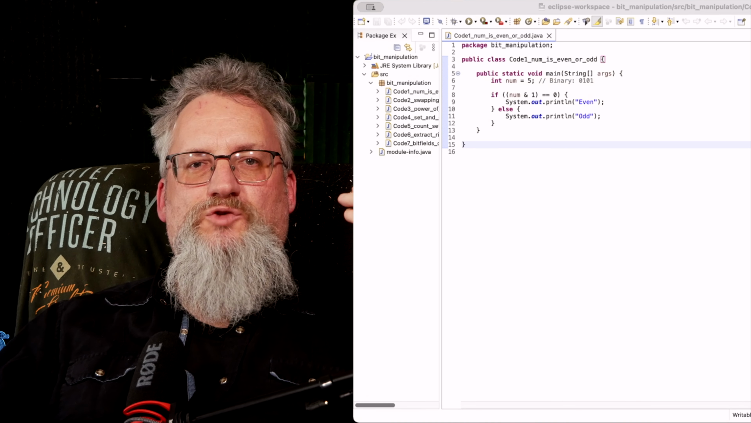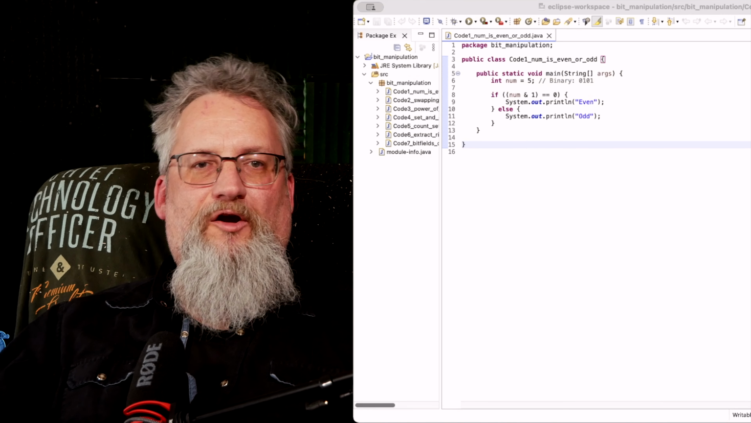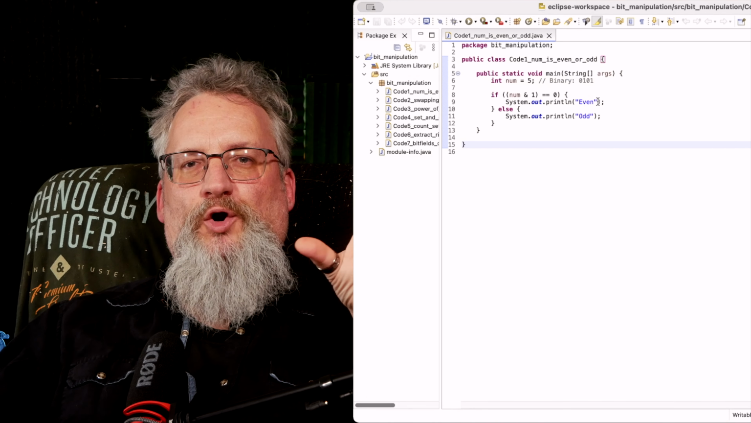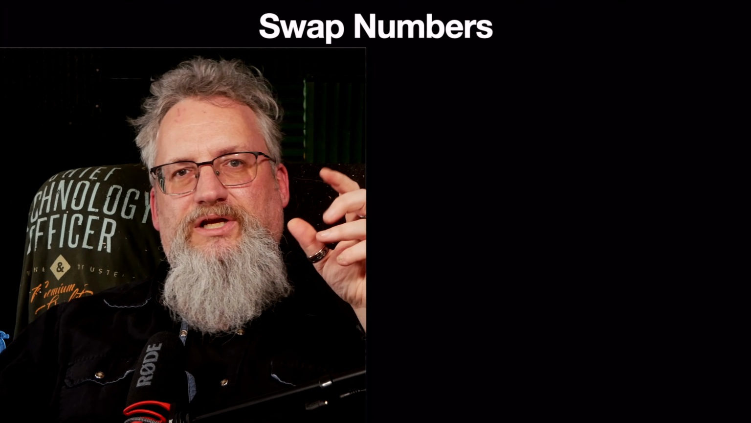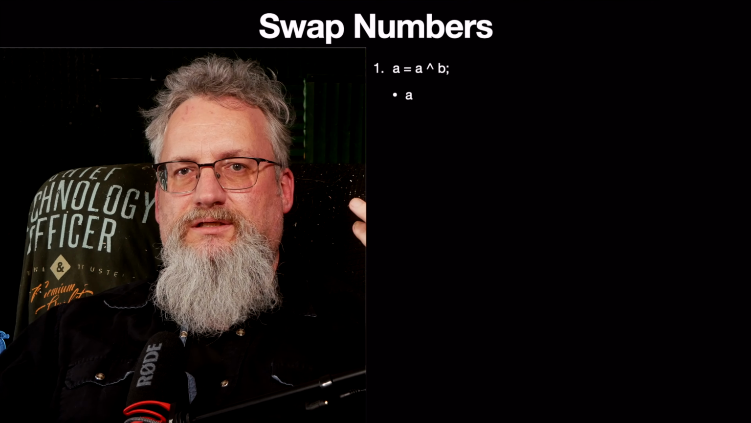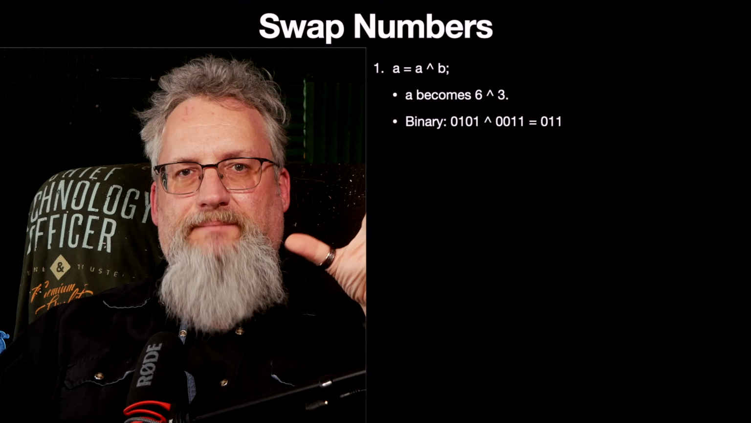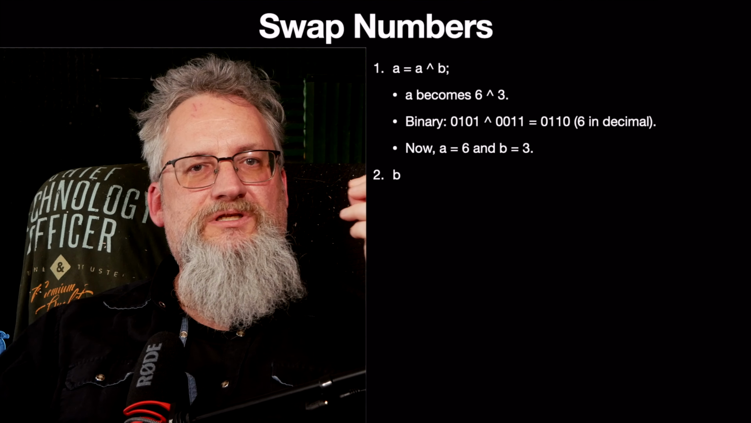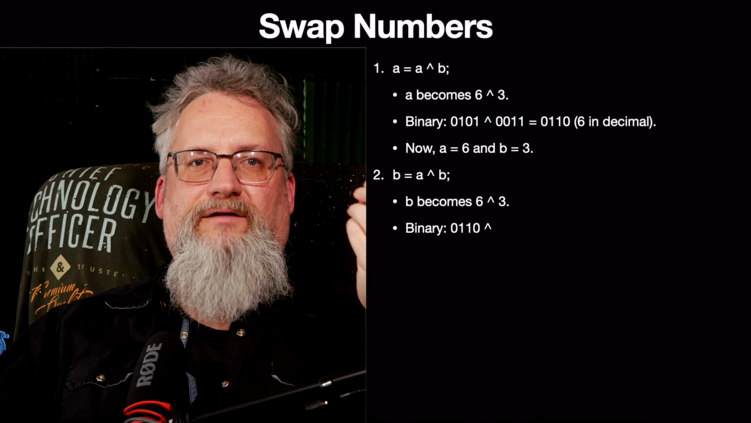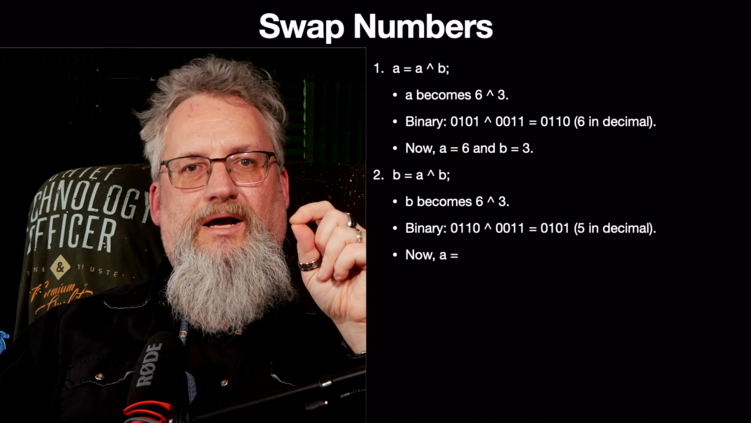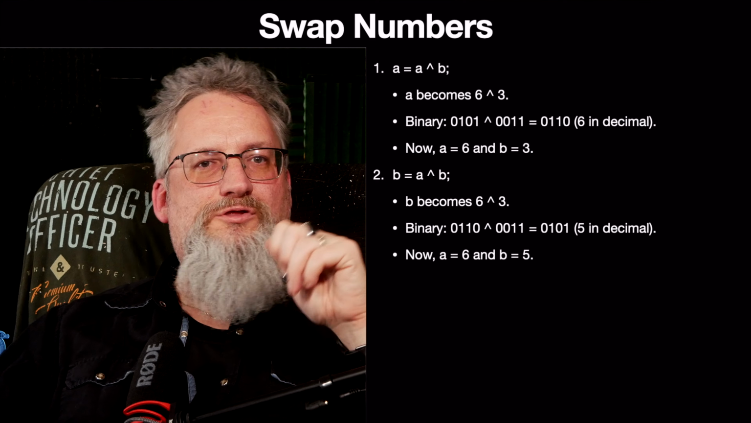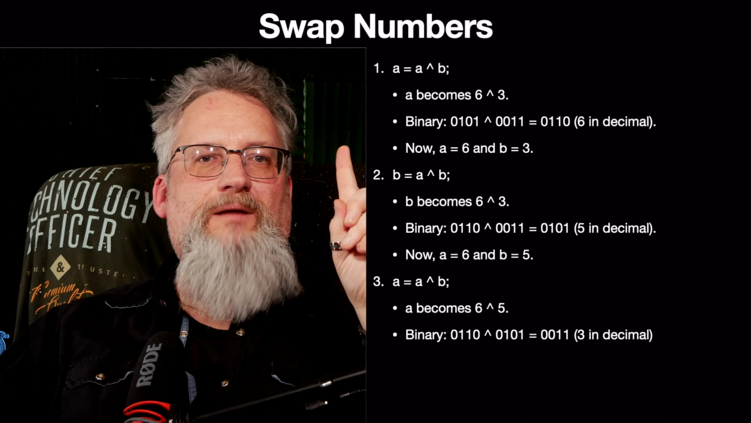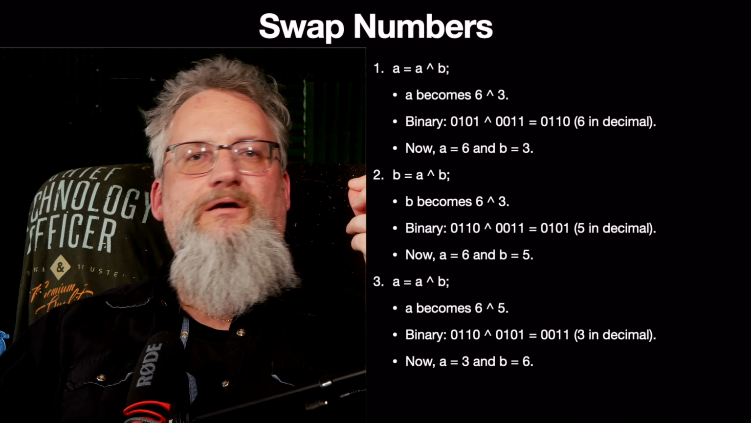Number 2. Swapping two numbers without a temp variable. Remember the classic temp variable swap? Bit manipulation has a cooler, memory-efficient trick. Essentially, in step 1, A equals 6 and B equals 3. In step 2, B becomes 5. Now A is equal to 6 and B is equal to 5. In step 3, A becomes 3. Now A is equal to 3 and B is equal to 5. We've just swapped two numbers without a temp variable, just with a little bit of bit magic.